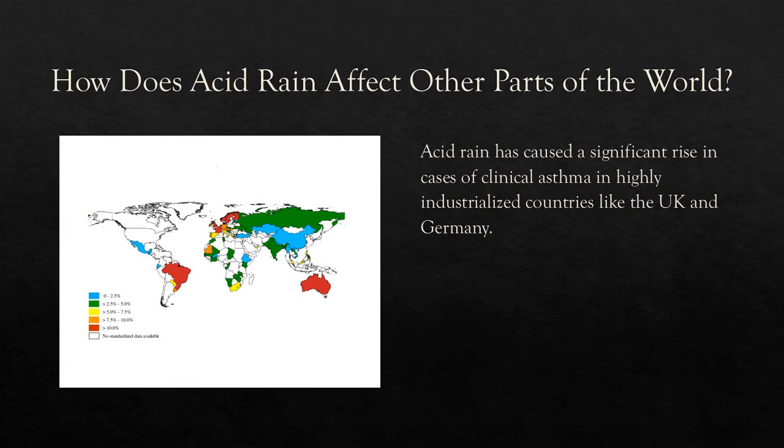As you can see, in the UK, England, greater than 10% of the population has clinical asthma, and in Germany more than 7.5 to 10% of the population has asthma as well. This is caused by acid rain because of the pollutants and smog, which is another issue, but the underlying issue is acid rain in this case.